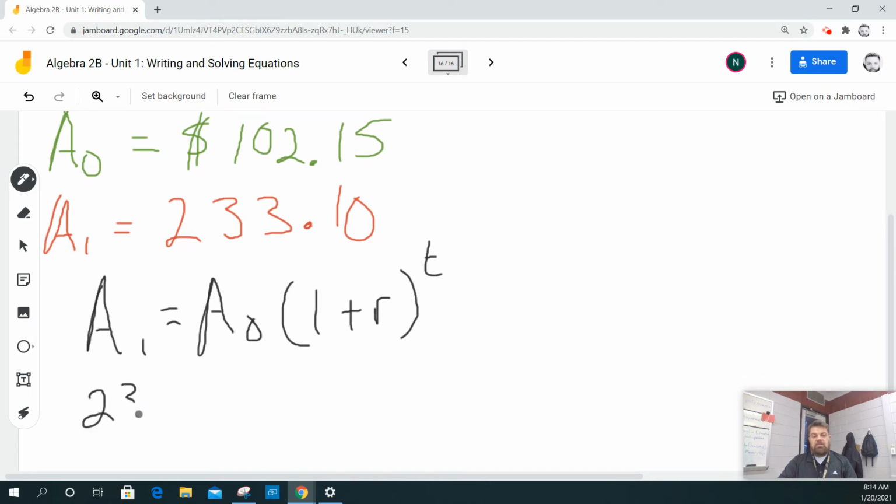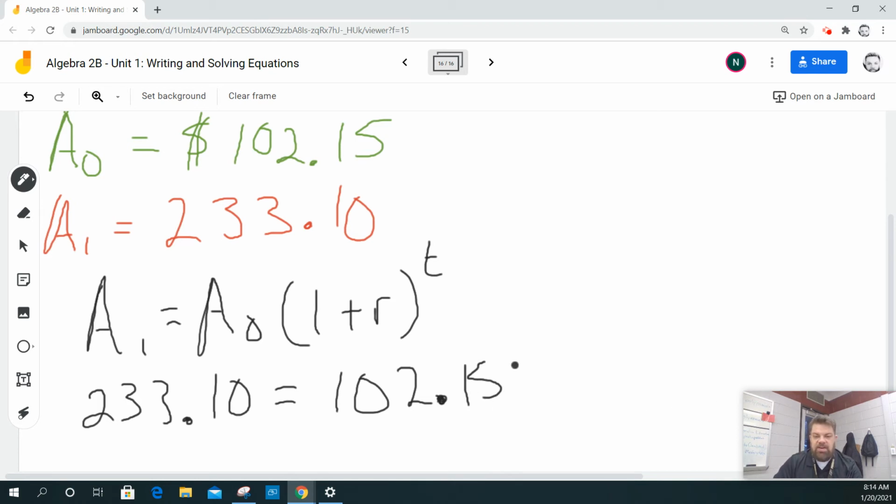So 233.10 should be equal to 102.15. Oh, this is going to be a weird one. Okay. Raised to the 1.08. Oh, we just have to do the equation. I thought we had to solve it. So we just have to write the equation. Oh, I'm skipping a step too. Right. So, well, I guess I don't need to.